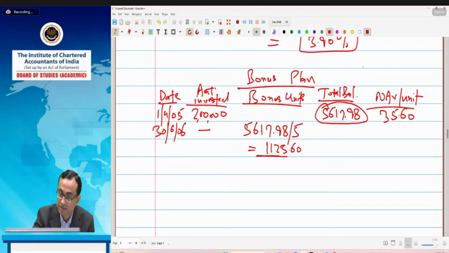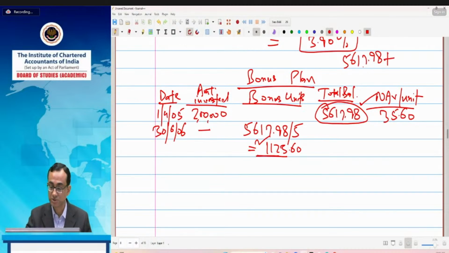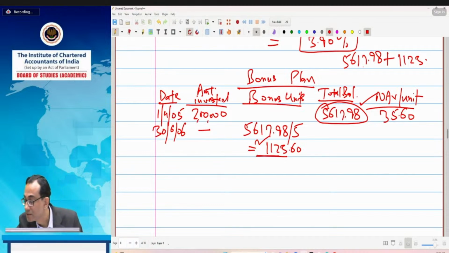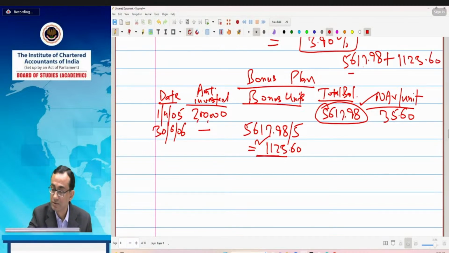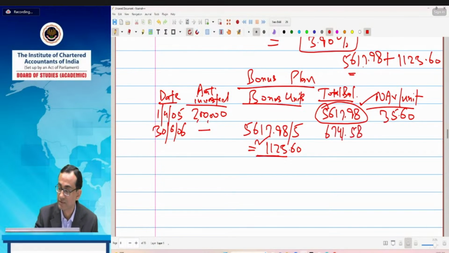And earlier the units were 5617.98. So we'll add this. Earlier the units were 5617.98 and now the units have increased because of the bonus issue by 1123.60. So the total units coming to is 6741.58. NAV is also given in the question itself, which is 36.25.